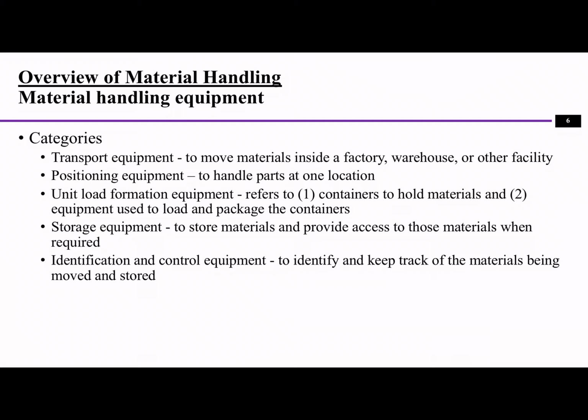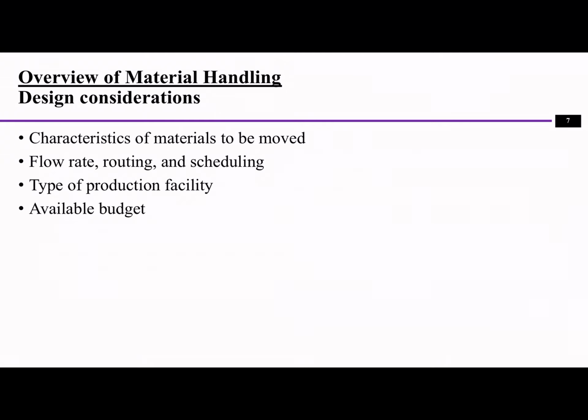And another type of equipment is storage equipment, which is to store materials, like shelves, those kinds of equipment. And also there are identification and control equipment, which is to keep track of material, and make sure they are moved correctly and also stored correctly. And when you are designing your material handling system in a manufacturing system, one of the characteristics you have to consider is what material it is.